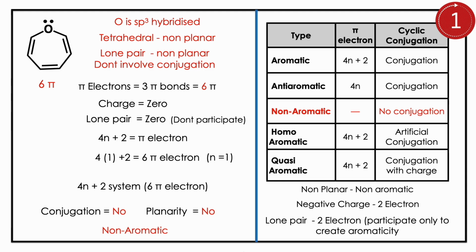So totally 3 pi bonds means 6 pi electrons. Charge is 0. The lone pair doesn't participate, so 0. So it's a 4n plus 2 system with 6 pi electrons, where n equals 1. It's a 4n plus 2 system, but conjugation is definitely not there because of the sp3 carbon. Planarity is also not there because of the tetrahedral nature. So 4n plus 2, no conjugation, no planarity, means the given compound is non-aromatic.